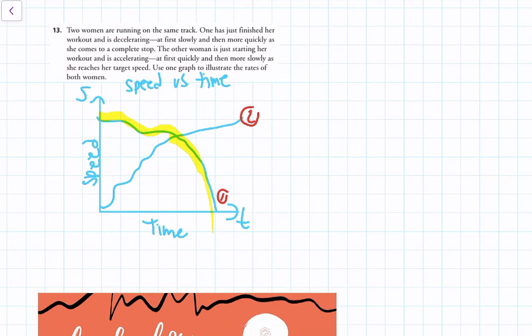And for the other one, we see that she's just starting, which means that her speed is 0. And she accelerates quickly, and then more slowly. So that's why she's accelerating more slowly here. And as she reaches her target speed, if we were to extend this graph, she'd probably move something like this, because now she's reached her target speed. And that's how we can interpret the solutions to these 2 graphs.